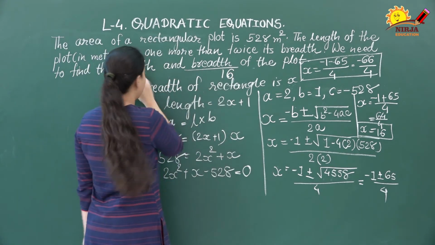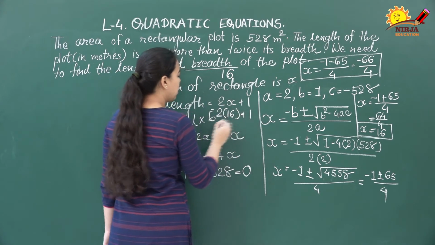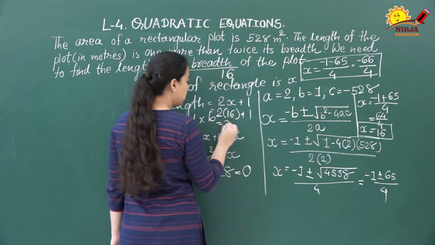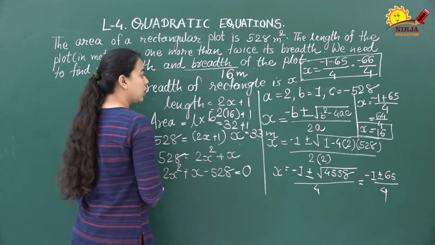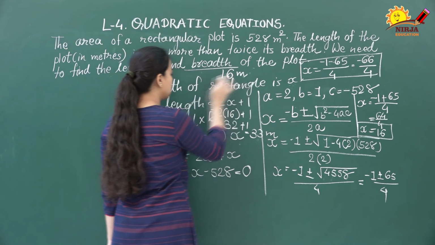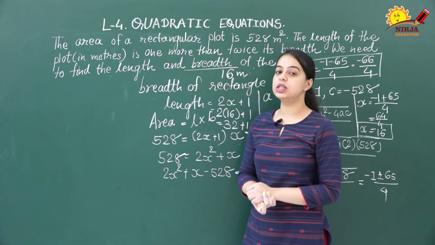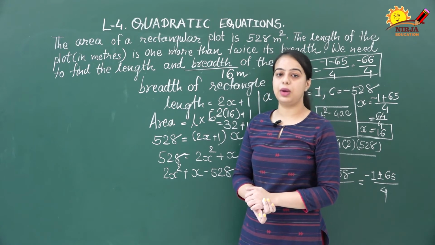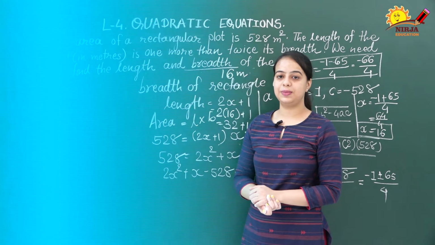From breadth we can find length also. Let's put 16 over here. 2 times 16 is 32, plus 1 is equal to 33 meter. So here we got breadth as 16 meter and length as 33 meter. So dear children, this way you can use the quadratic formula to find the solution of a given quadratic equation.